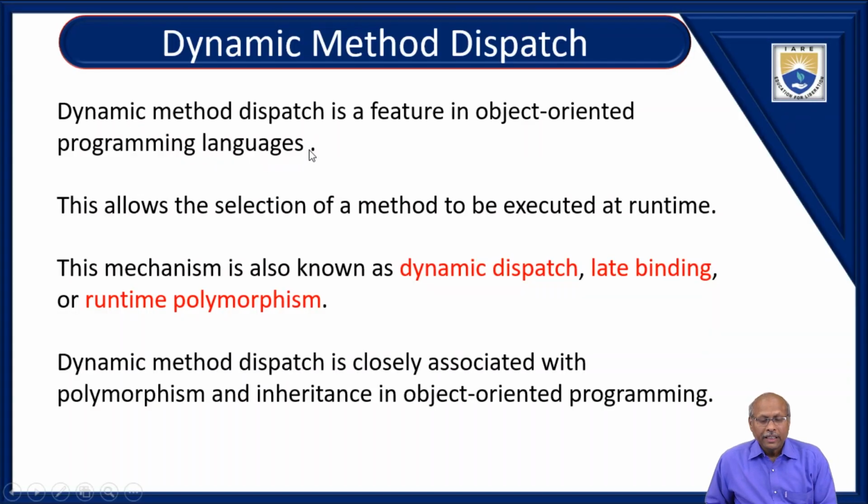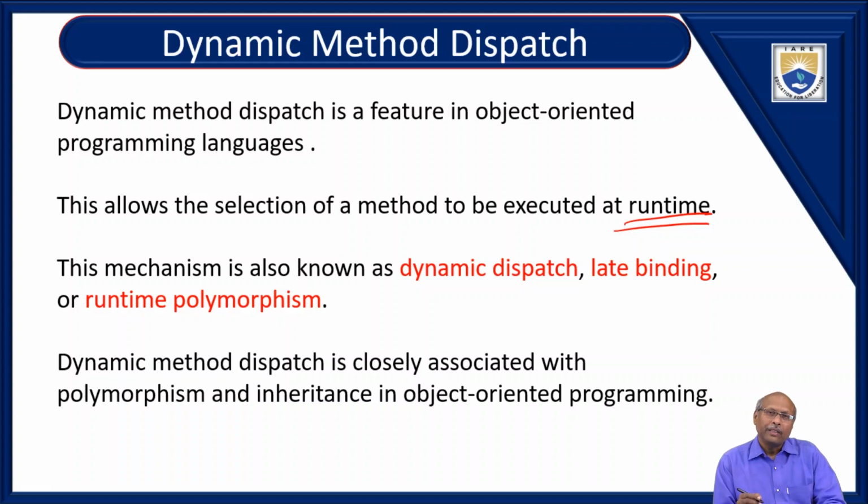Dynamic method dispatch is a feature in object-oriented programming languages. This allows the selection of a method to be executed at runtime. So during runtime, it will choose which method I should execute. Actually, there will be multiple options for the parent. Either it can execute its own method or it can execute its child's method also. So the parent has full right to control the child.